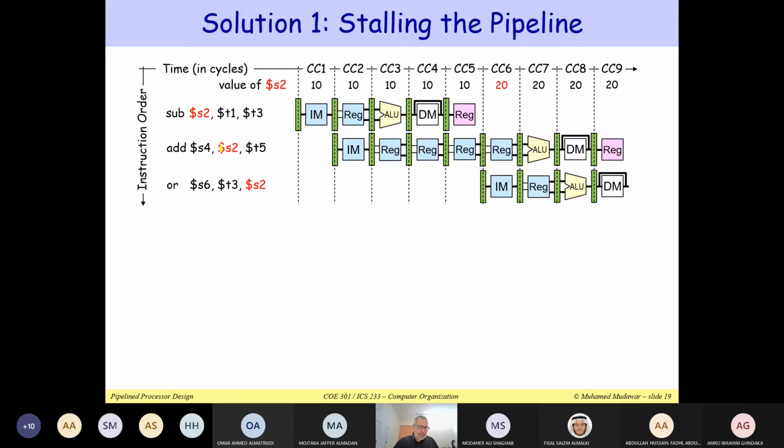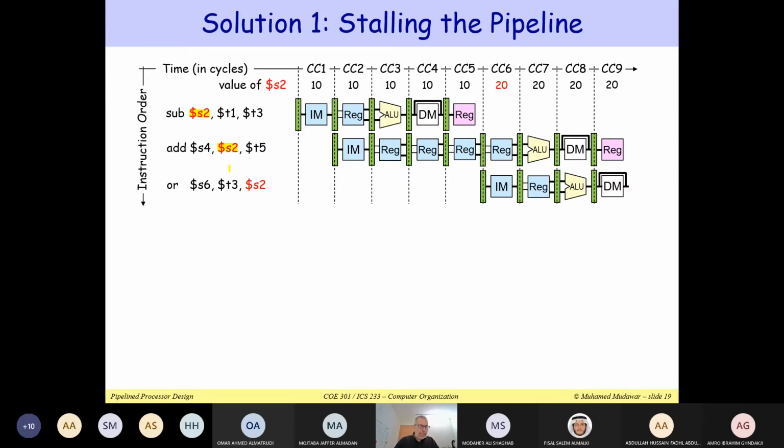So first we have to detect that the add instruction depends on the subtract. And this can be done easily. I will show you how. We need to add extra logic in the pipeline that will detect that the add instruction depends on the result of the subtract. This is based on the register number. So this is S2, this is S2. Inside these instructions, we have fields that indicate the register numbers, and we can just match.